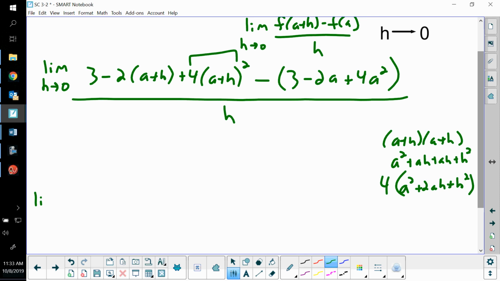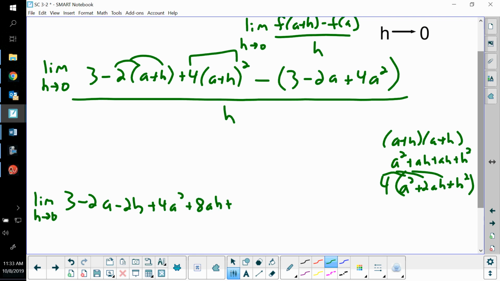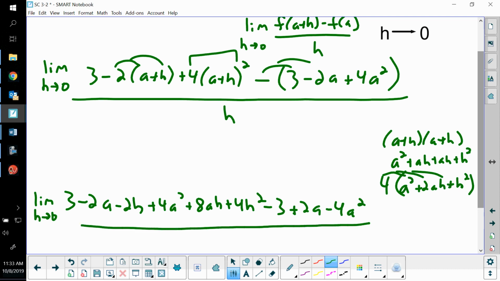So if we rewrite this, we'll have limit as h approaches 0. We'll have 3, but then we got to distribute the negative 2, so we get negative 2a minus 2h. We're going to distribute this 4 through to everything. So we'll have plus 4a squared plus 8ah plus 4h squared. And then we got to distribute our negative through to everything. So minus 3 plus 2a minus 4a squared, and this is all over h.